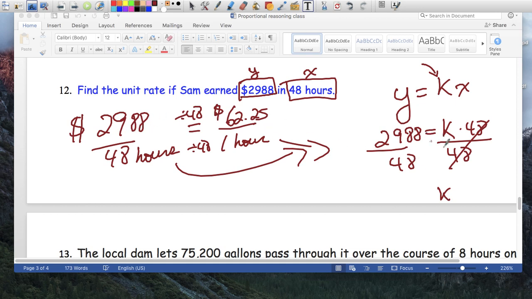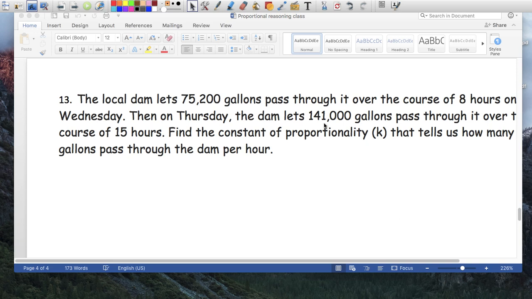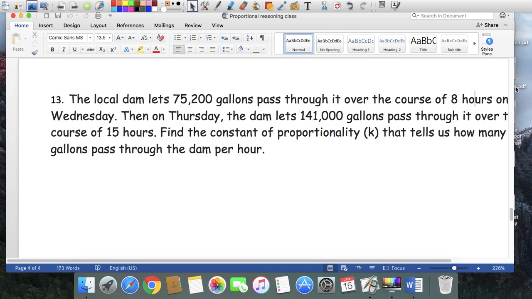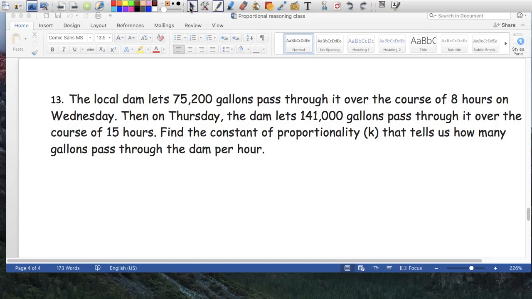So let's see if they're constant though, right? Does it say it's proportional? Well, let's do this one first. So Y equals Kx. Obviously this is the Y and this is the X. So Y is 75,200 equals Kx, which is what we want to find, and X equals 8. Divide both sides by 8. And K, your constant of proportionality, is going to be, I have no idea, 75,200 divided by 8 equals 9,400. So K is 9,400, which we will then write as 9,400 gallons per 1 hour.